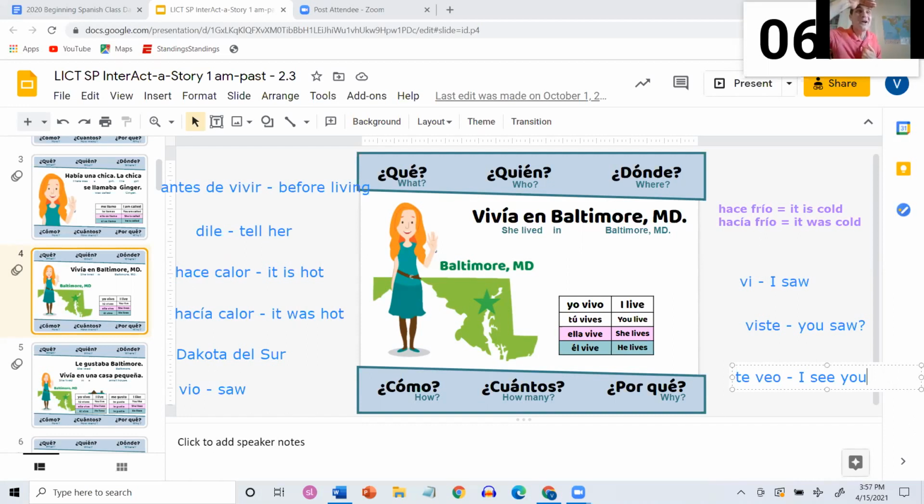Joe, yo te veo. No entiendo, señor. What did I say to him? You said, I see you. I see you. Joe, te veo. ¿Sí? Sí. Te veo. ¿Tú tienes dos secretos importantes?